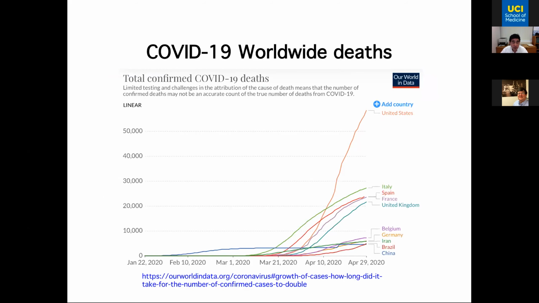If we look at worldwide deaths, you can see that we have more than 200,000 deaths in the world, but we have more than 60,000 deaths in the United States. So we have a large number of deaths in this country. You can see other places, particularly in Europe, which have a lot of deaths. Some of the initial places where there were outbreaks, such as China and Iran, the total number of deaths is actually relatively small compared to what we've had.